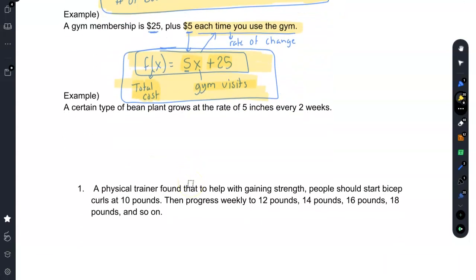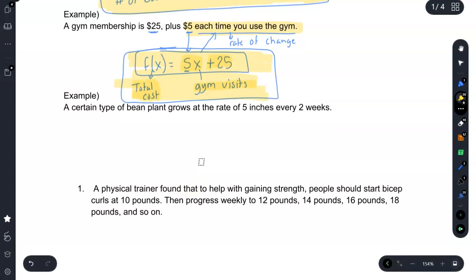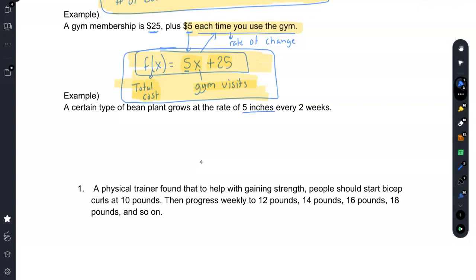Example 3, a certain type of bean plant grows at a rate of 5 inches every 2 weeks. So if you'll notice, this is a rate, 5 inches every 2 weeks. That's a rate. I can use this as 5 over 2 x, but we need to be cautious here. If I do that, I have to keep in mind what my x is representing. I'll come to that in a second.